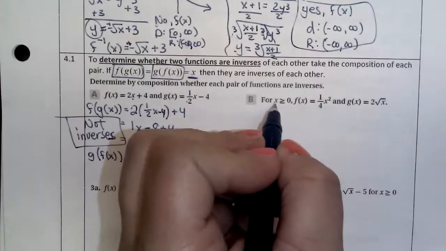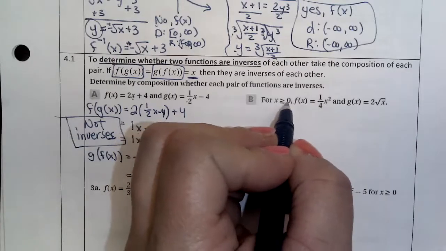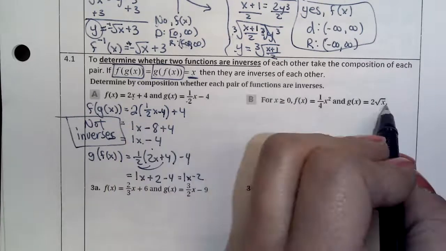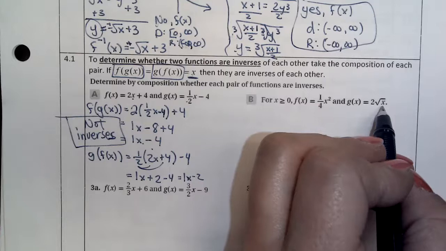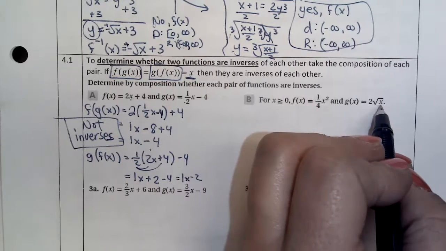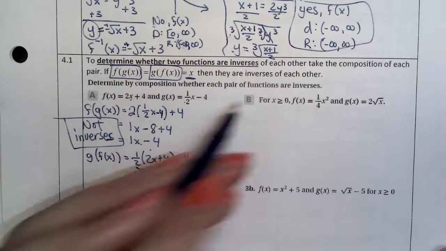So the next one says 4x is greater than or equal to 0. And the reason for that is because this has to be greater than or equal to 0. If it's a negative number, it makes it imaginary. So that's why we're using that domain.